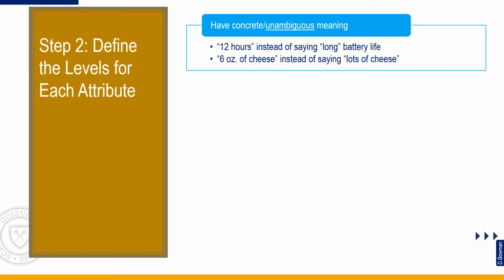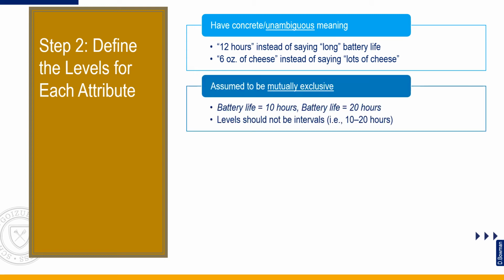Step 2. Define the levels. There are several considerations. First, the levels should not be ambiguous. Don't say something like long battery life. Specify the battery life in concrete terms. Second, do not use ranges. Don't say something like battery life is 10 to 20 hours. Instead, use a specific value.